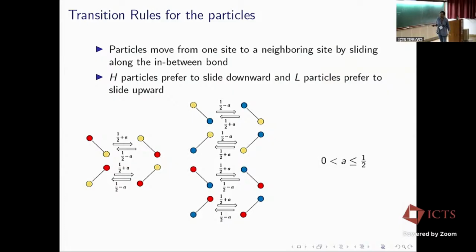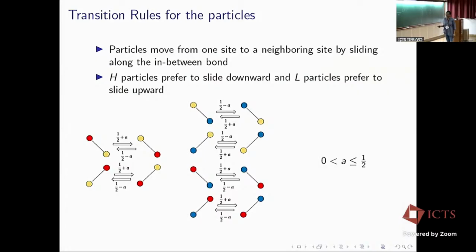So for example, if there is one heavy, one light, and this is connected by a downslope bond with a minus pi by 4 orientation, then these two particles can interchange position with a rate half plus A. A is some non-zero positive value with value in this range. And then the reverse transition happens with a rate half minus A. So therefore, heavy particles prefer to slide downward. And similarly, light particles go upward.